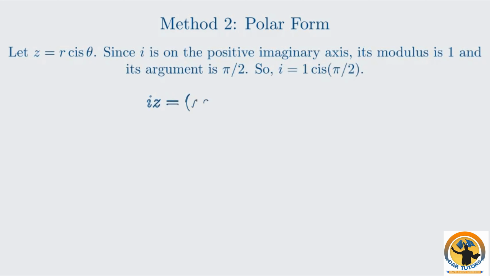Now we multiply. We multiply the moduli and add the arguments. r times 1 is r, theta plus pi over 2. The result is a complex number with the same modulus r, but its argument is pi over 2, or 90 degrees, greater than the original argument. This confirms that multiplying by i is equivalent to an anti-clockwise rotation of 90 degrees.